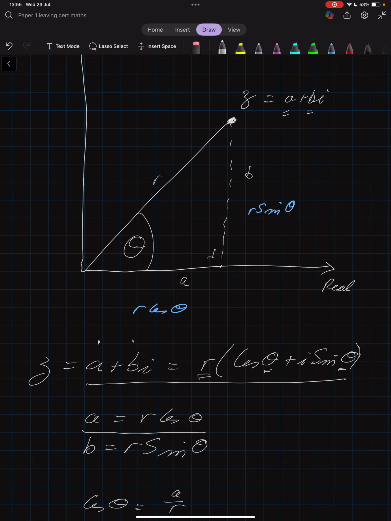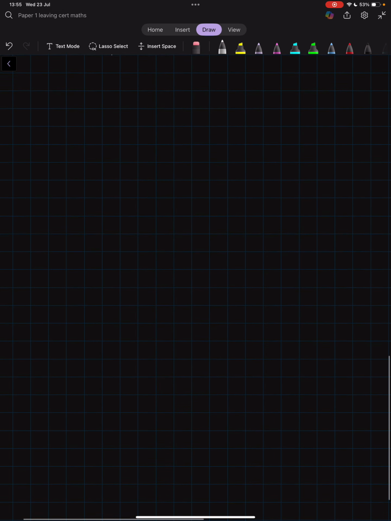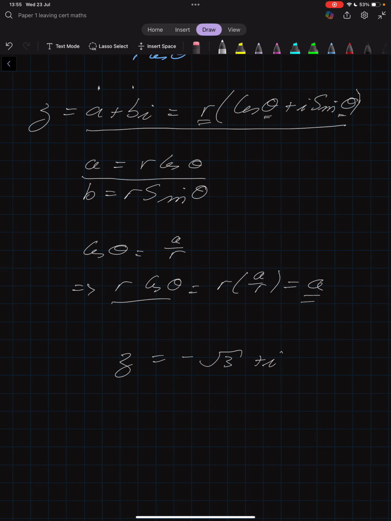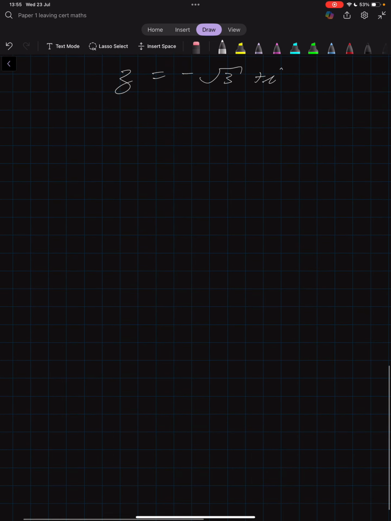Okay? Let's do an example. Let's say they tell you z is going to be minus root 3 plus i, and they ask you to write this in polar form. Typically, this is called rectangular form, and this is called polar form.